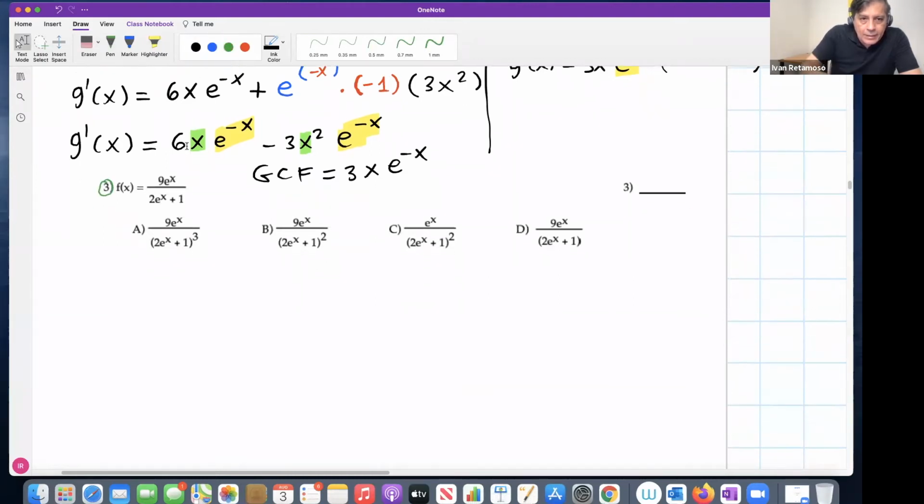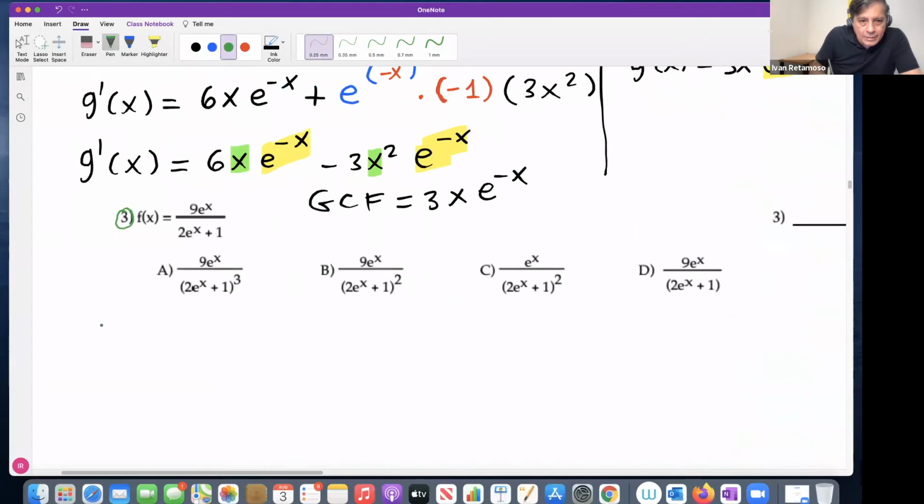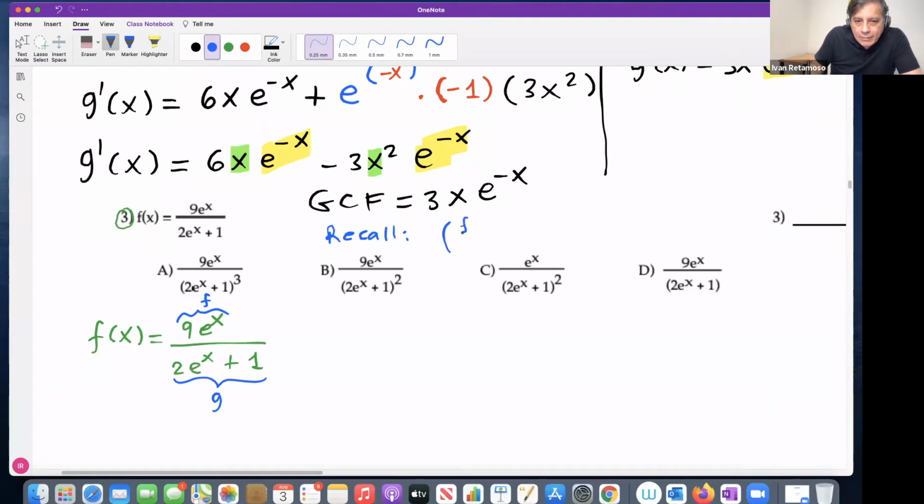All right, the function is this, right? It says f of x equal 9 e to the x over twice e to the x plus 1, right? It's a quotient, so this is begging for us to use the quotient rule. F will be the numerator, G will be the denominator. Recall, quotient rule says the derivative of F over G is equal to derivative of F times G minus derivative of G times F all over G squared, right? This is what the quotient rule says.